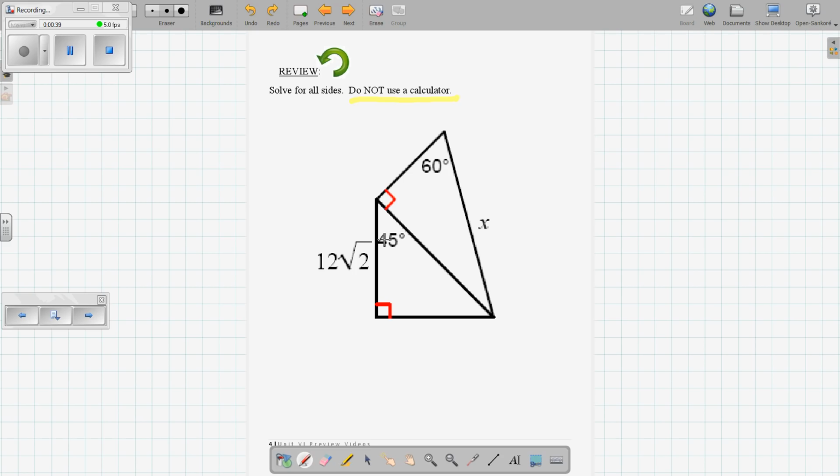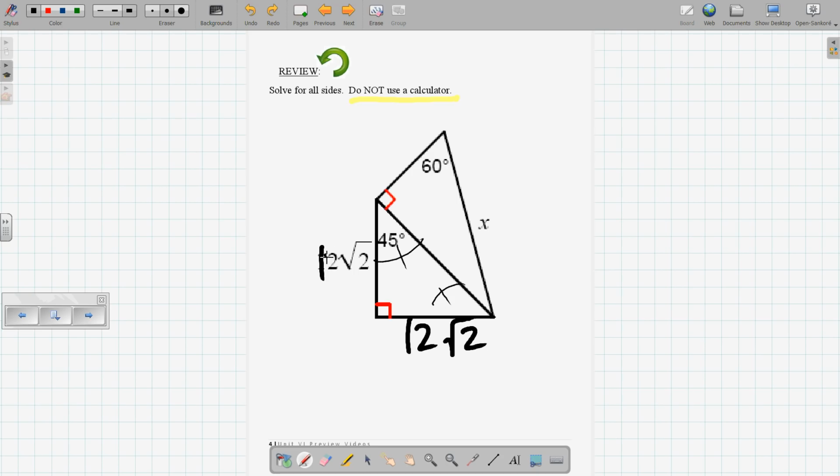Alrighty, welcome back. So we have a 45, 45, 90: leg, leg, leg root 2. So this is 12 root 2, 12 root 2. Going this way, we times by root 2. So that ends up, watch very carefully, that is times 2. That makes this 24.